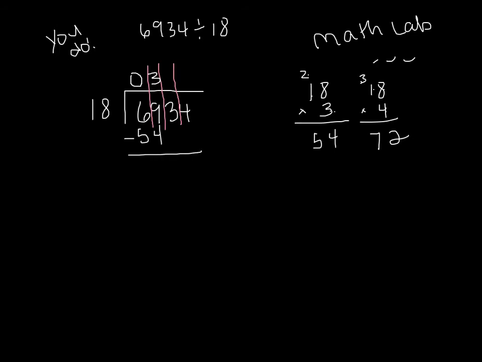9 take away 4. 6 take away 5. Check and make sure remainder is smaller than divisor. It is. Bring down the 3. That's close to 20. That's close to 160. So 20, 40, 60, 80. That's 8 times.